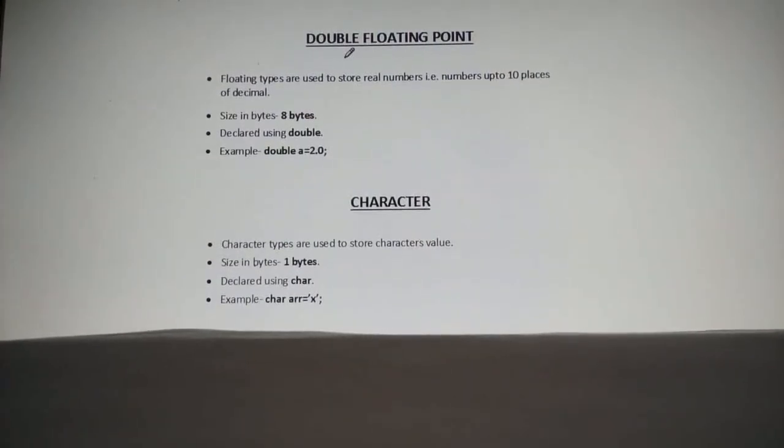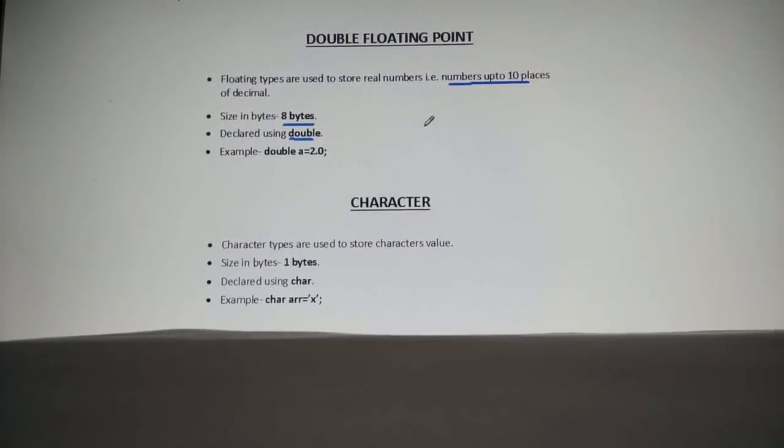The next primary data type that we will discuss is the double floating point. It is similar to the floating data type with the extra addition that we can store numbers up to 10 places of decimals, and the size of double is twice the size of float, that is 8 bytes, and it is declared using the keyword double. Example: double a = 2.0.